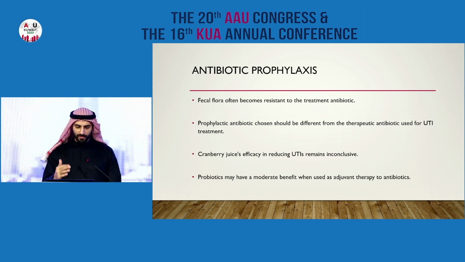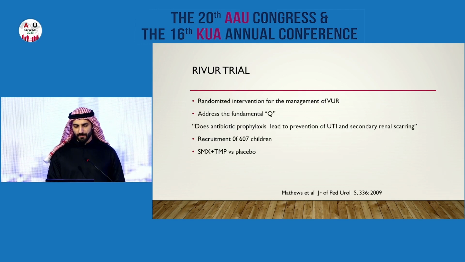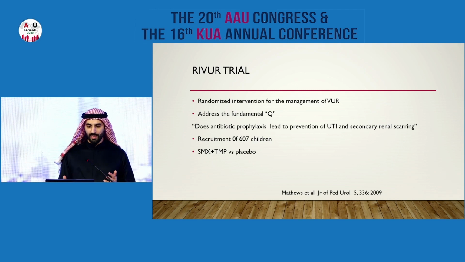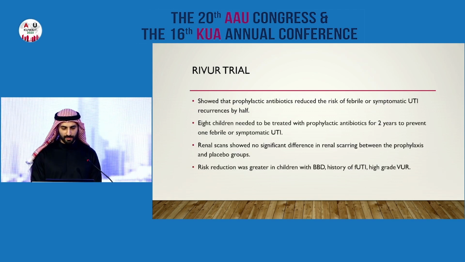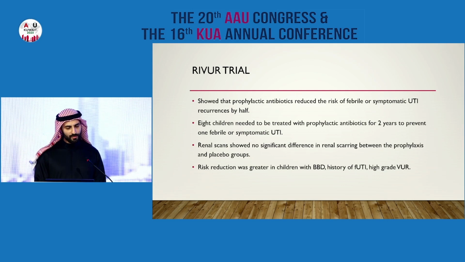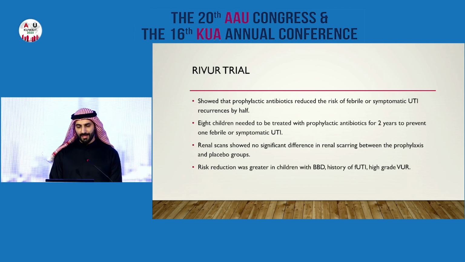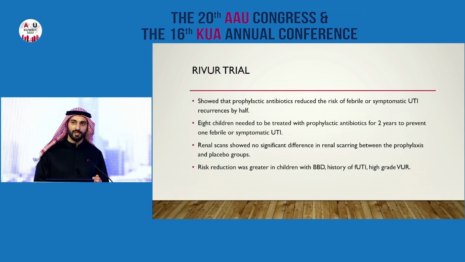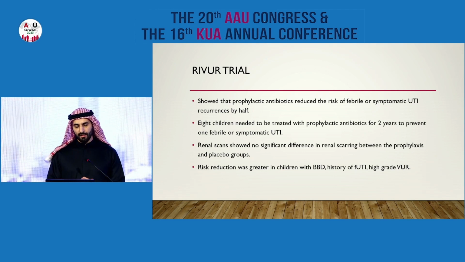And what I would say is, out of all these things, probiotics may have a moderate effect if used in conjunction with antibiotics. So I think the study that is mostly cited when it comes to prophylaxis is the RIVUR trial. They did a randomized controlled trial weighing antibiotic prophylaxis for UTI prevention versus placebo. And they did see a significant reduction in UTIs in patients in the antibiotic prophylaxis arm. However, they showed that renal scars did not change between the prophylaxis group and placebo group, which can also support what we spoke about previously, that some patients are more prone biologically to develop UTIs and renal scarring.